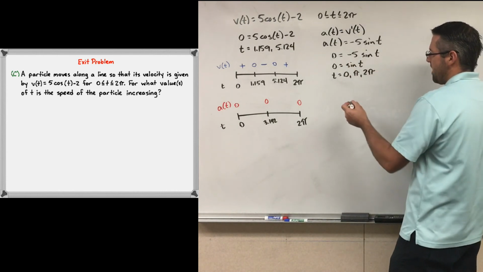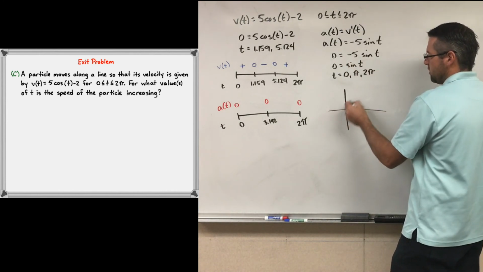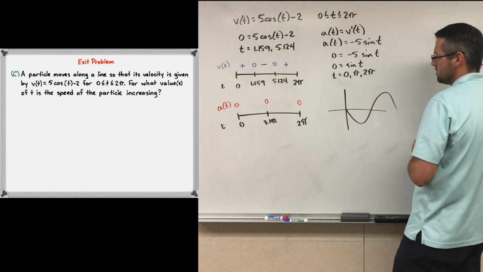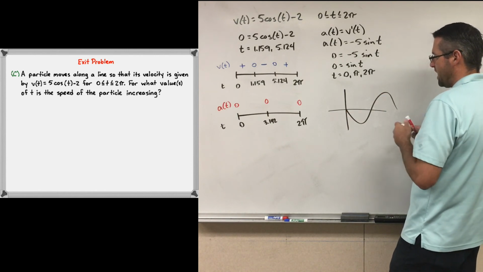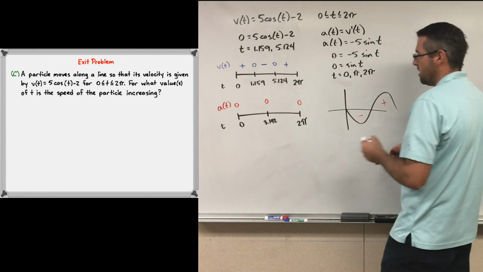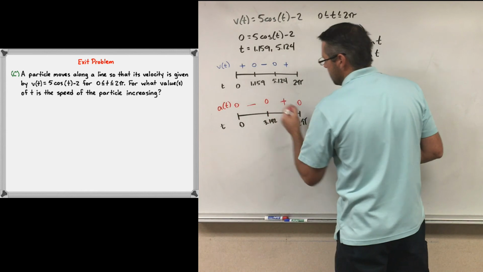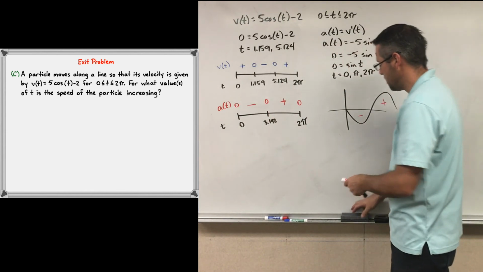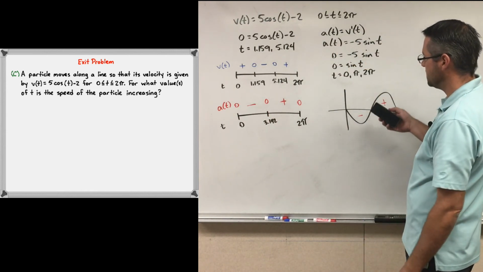This is a negative sine graph. So instead of going up to start, it's going to go down to start. So it's going to look something like that. Well, we have a negative acceleration because it's below. We have a positive acceleration because it's above. So we have negative and positive there. And again, if you looked at your calculator to do that, that's fine.